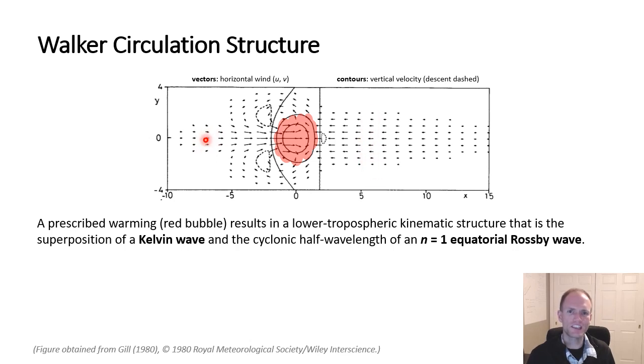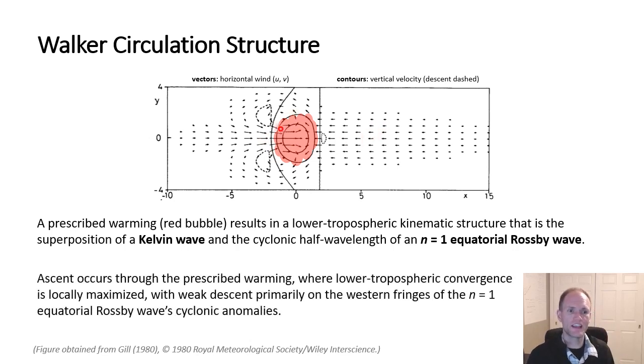Whereas to the west, it's not quite as clear because of the other feature that we see here. We have twin cyclones, one in the northern hemisphere and one in the southern hemisphere, associated with the cyclonic half wavelength of our n=1 equatorial Rossby wave. So this cyclonic half wavelength of the equatorial Rossby wave superimposes upon the westerly portion of the Kelvin wave to give us the structure that we see to the west, whereas it has less of an influence to the east, such that the solution there is dominated by the easterly portion of a Kelvin wave.